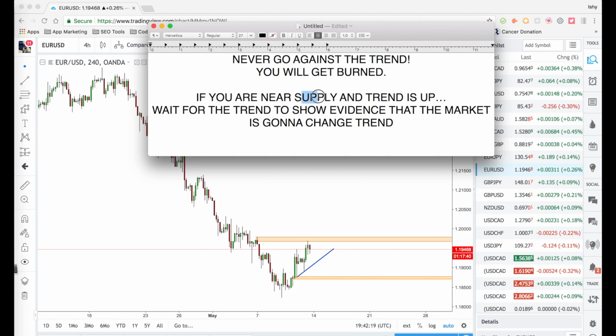If you're near demand and trend is down, wait for the trend to show evidence that the market is going to change trend to the upside. That's basically what it is. So that's called a confirmation trade.